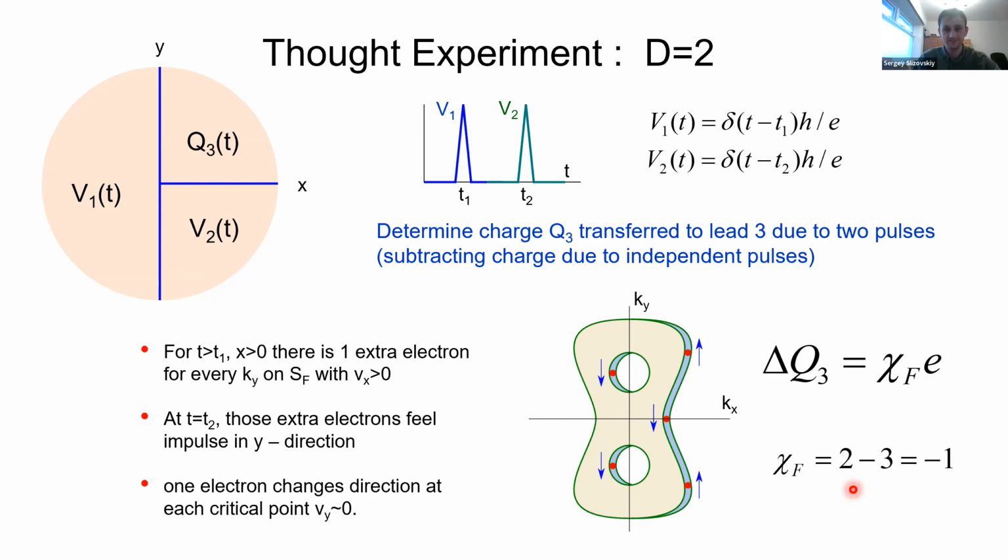Okay. So because there's no electron-like Fermi surfaces and no hole-like Fermi surface, it's zero minus zero. Okay, thank you. Yeah, good. Good question. Any other questions?